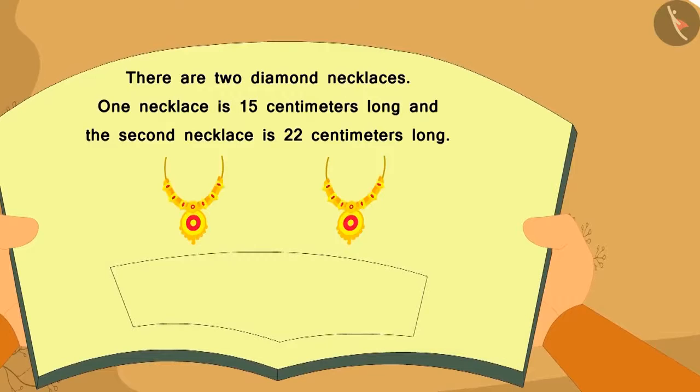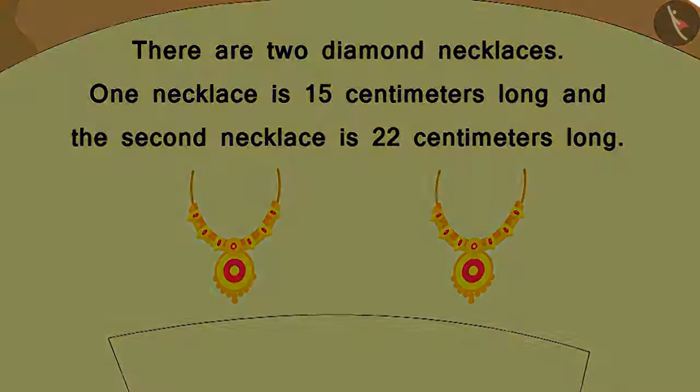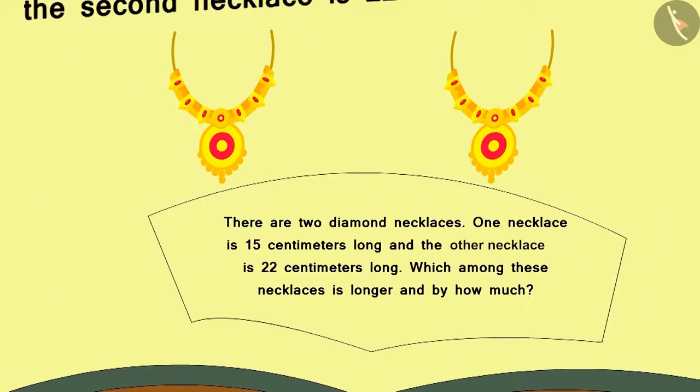Now Chanda immediately turned the page of the book and she saw this picture. There are 2 diamond necklaces here. One necklace is 15 centimeters long and the second necklace is 22 centimeters long. Chanda immediately wrote this question. There are 2 diamond necklaces here. One necklace is 15 centimeters long and the other is 22 centimeters long. Which among these necklaces is longer and by how much?